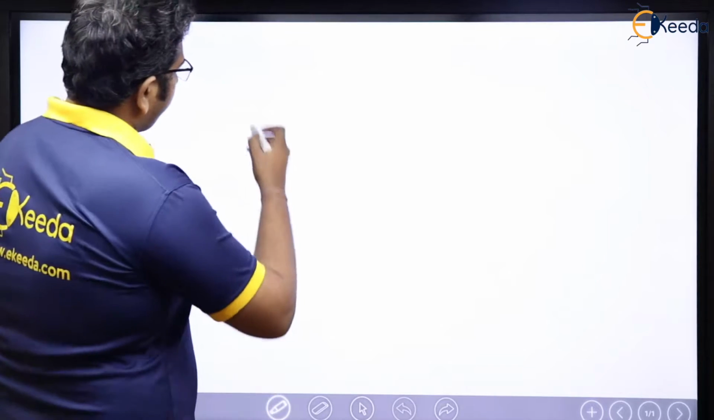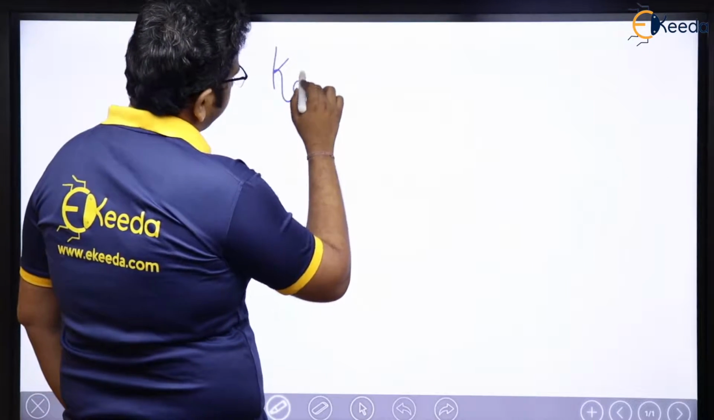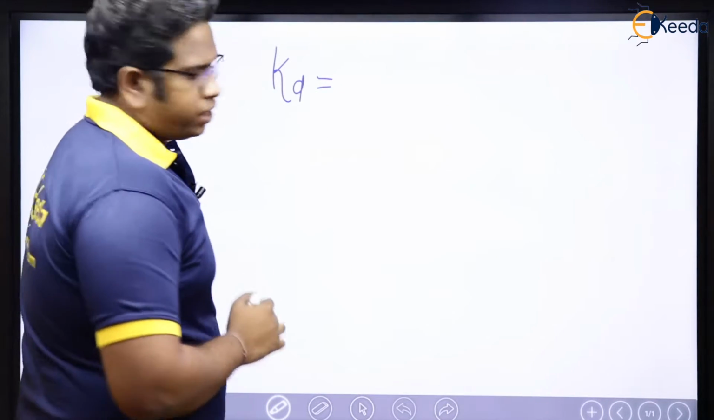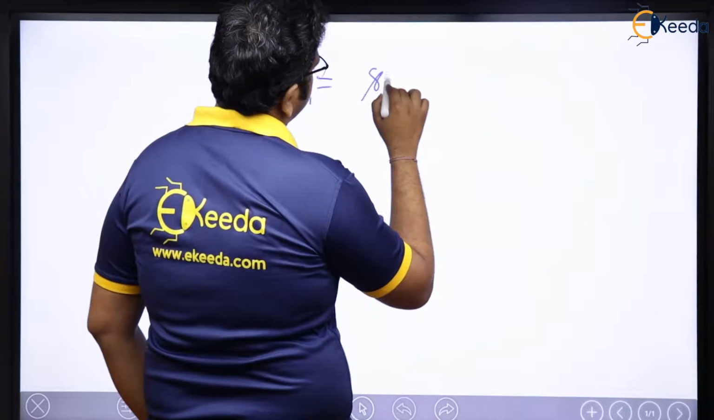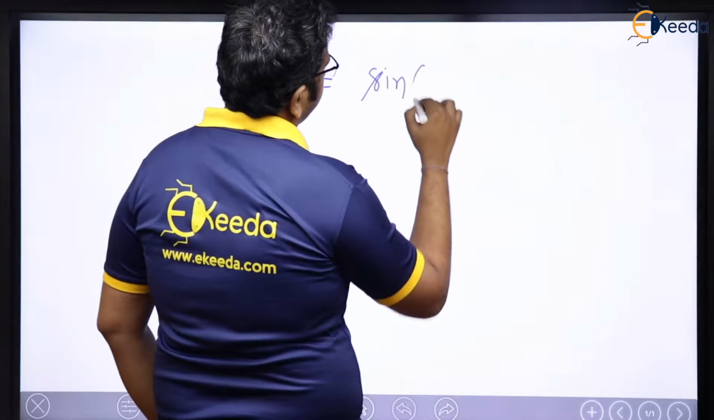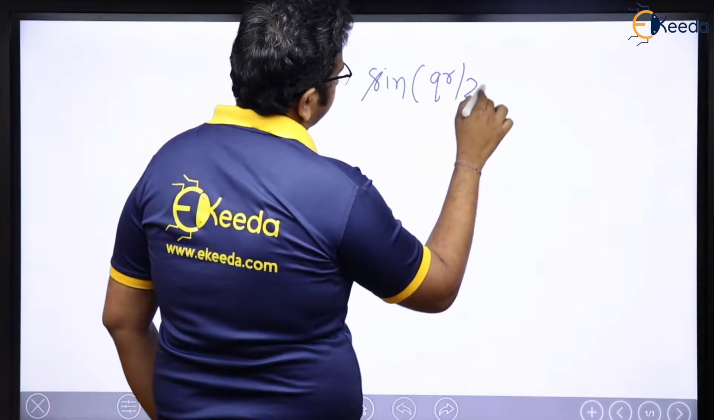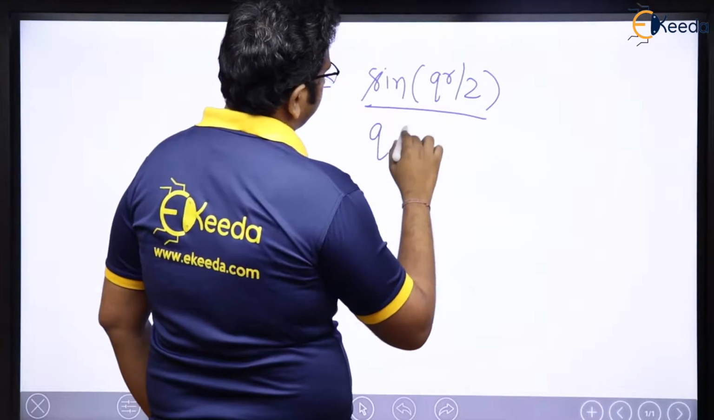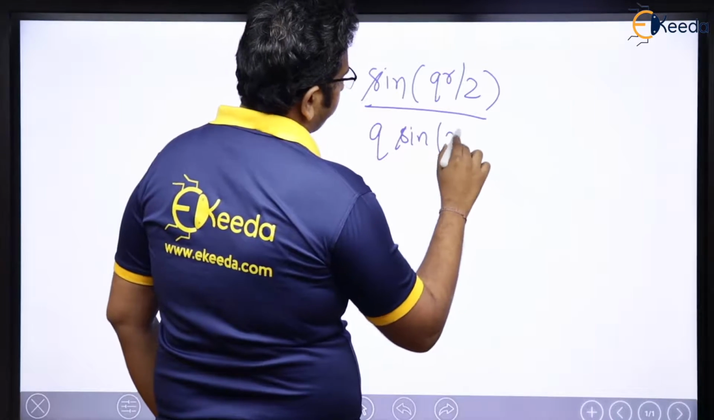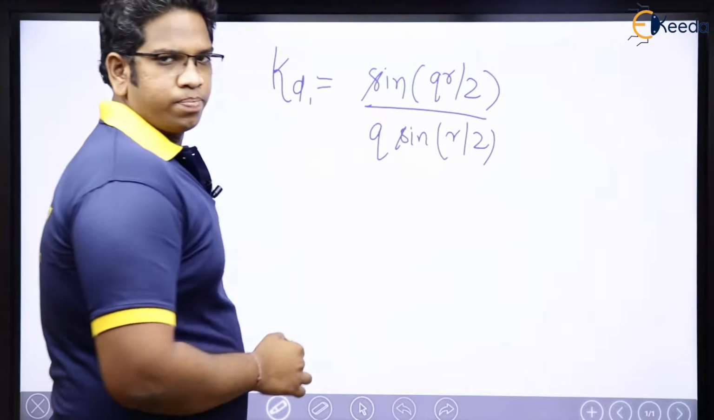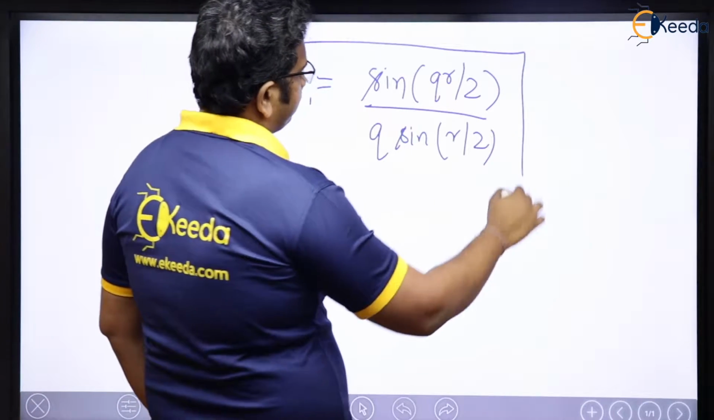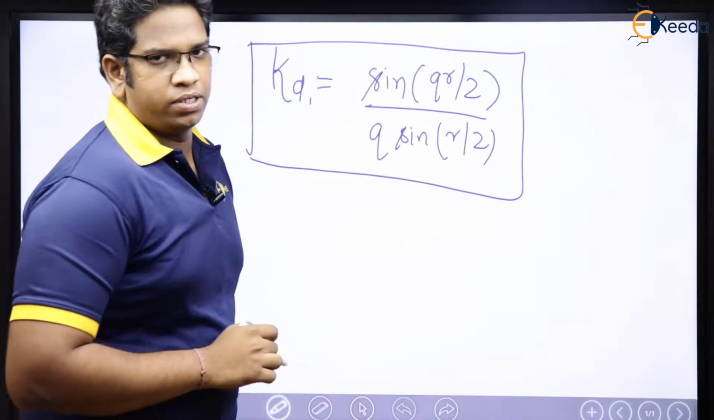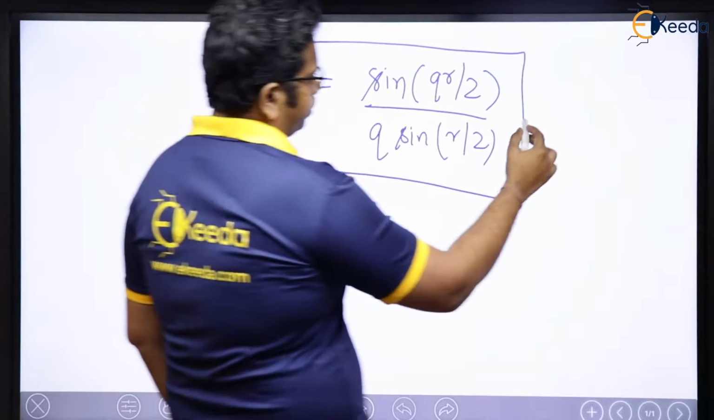So here we have talked about KD, the distribution factor. KD1 rather, which was sin(Qγ/2) upon Q sin(γ/2). Is it right? Yes. Now, previously, what did I say? I said that this KD is for induced EMF. Of course, it is induced EMF.